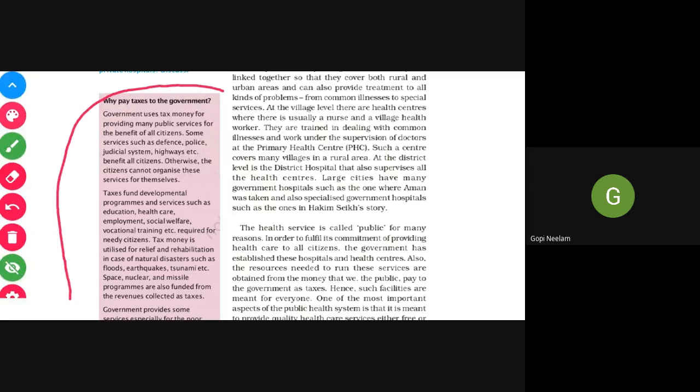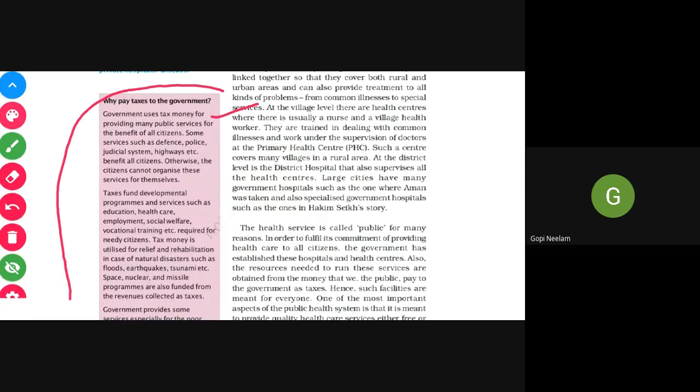So what is it saying? We need to understand. Let me present the screen. Okay, now the screen is visible. Government uses tax money for providing many public services for the benefit of all citizens. Some services such as defense, police, judicial system, highways, etc. benefit all citizens. Otherwise, the citizens cannot organize these services for themselves.